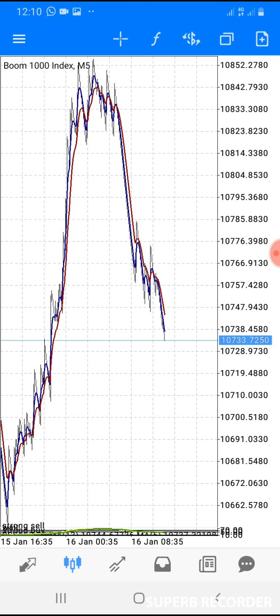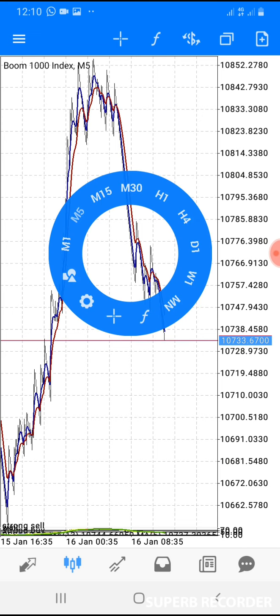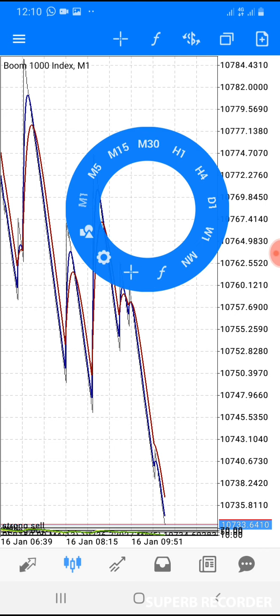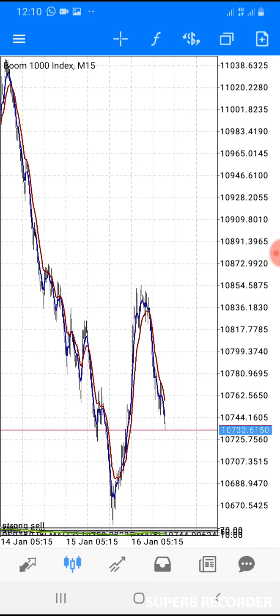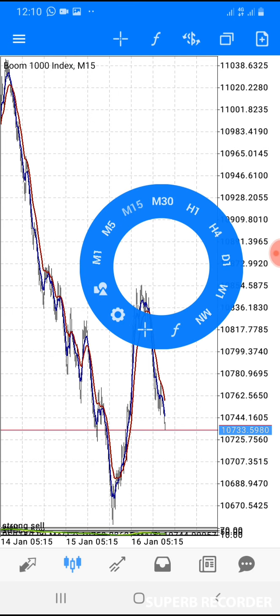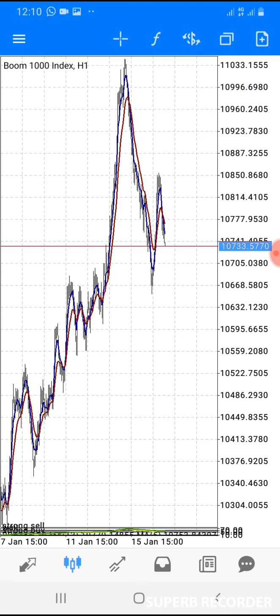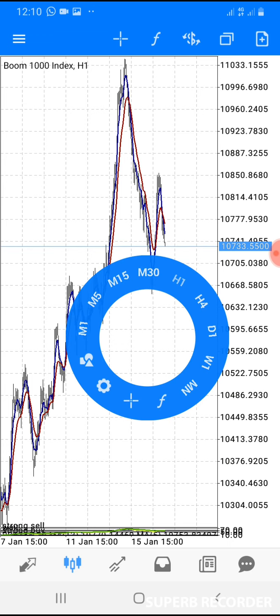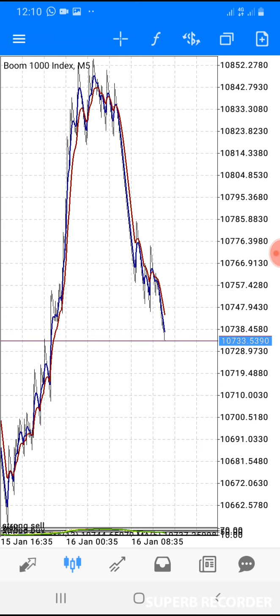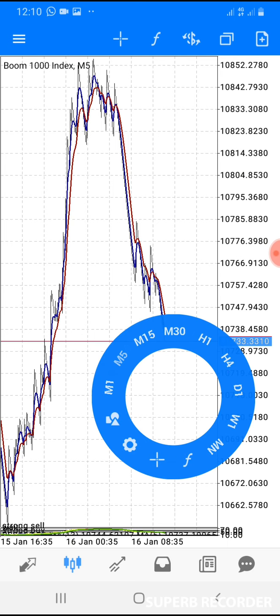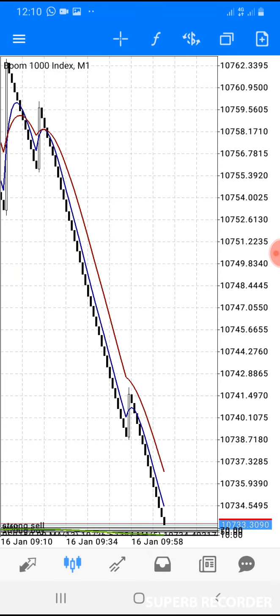Then you go back to your 1 minute time frame. To determine your trend, you can either use your 50-minute time frame, your 1 hour time frame, your 4 hour time frame, or your 5 minute time frame, which is the one that I use to determine my trend line. So you notice that the boom is in a downtrend, which is the first condition, and then you go to a 1 minute time frame.